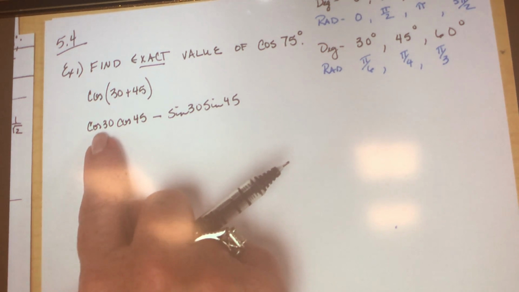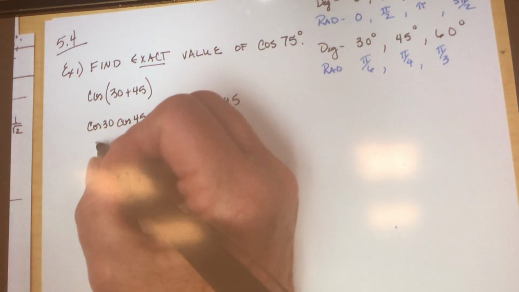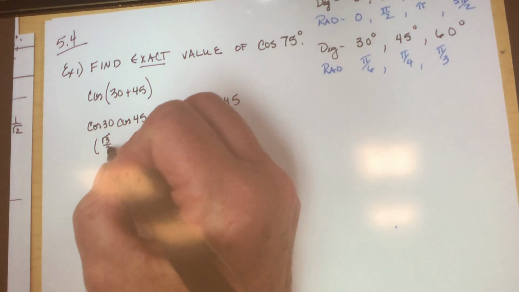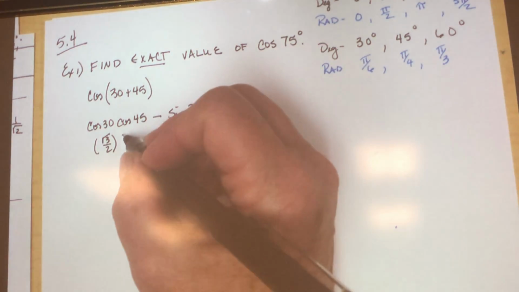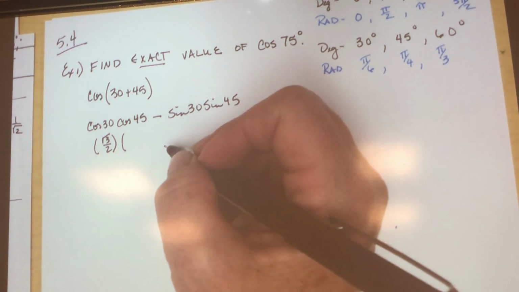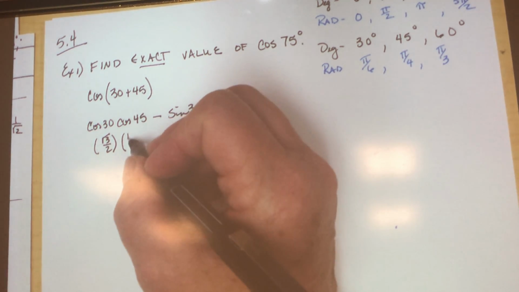So at 30, what's the x value at 30? Square root of 3 over 2. I knew it was one of them. I had a 50-50 shot. Yeah, well, you lost that bet. All right, square root of 3 over 2 times, what's the cosine of 45? Square root of 2 over 2.